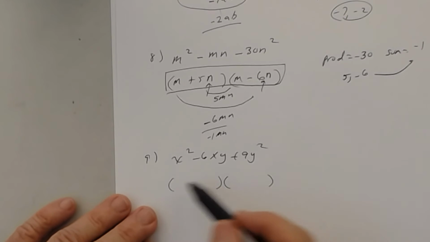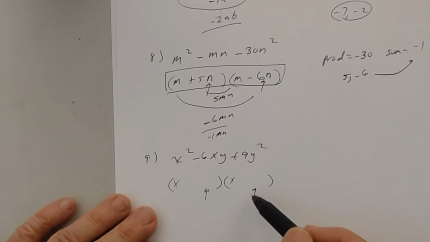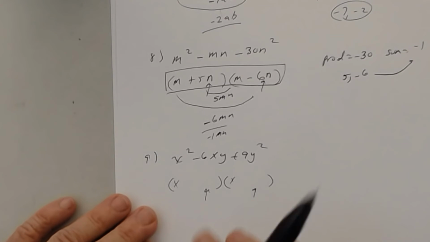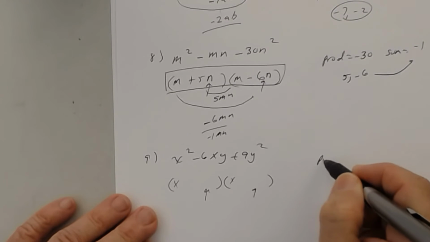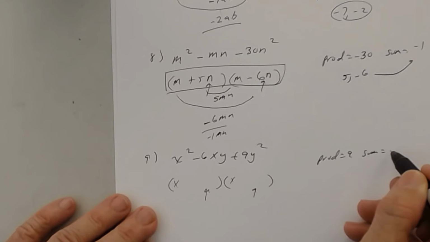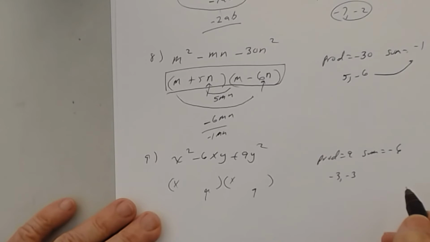What's going to be the first, though? X and X. So I got to fill in these terms. So I need two terms whose product is 9y squared. But let's look for 9 for right now. I need a product of 9 and a sum of what? Negative 6. What do you think works? Negative 3 and negative 3.